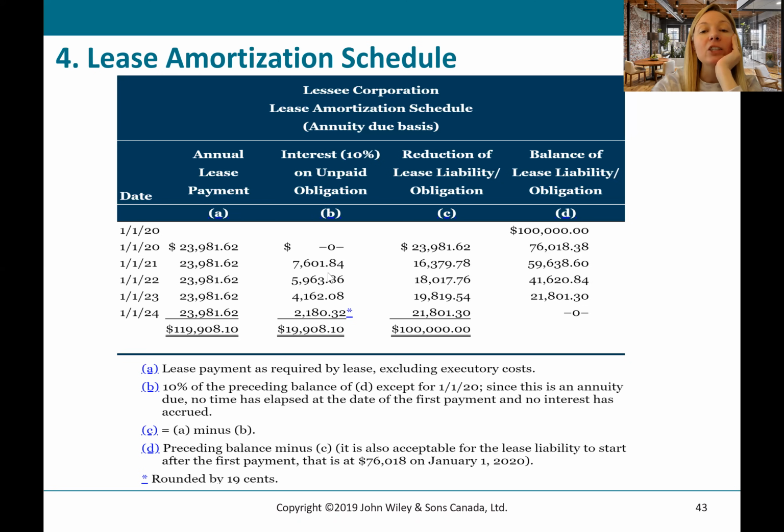And then from there, we're just taking that carrying value, so 76,018 times 10% gives us our interest cost. And the reduction of the lease liability is going to be the difference between our annual lease payment and the interest. So obviously the interest doesn't reduce our lease obligation because the interest is going through the income statement as a financing expense. So really all that's reducing our lease liability is the principal. And so that's why 23,000 minus 7,600 gives us that 16,379. That's what we're going to reduce the carrying value of our lease liability by. So 76,000 minus 16,379 gives us that new carrying value of 59,638.